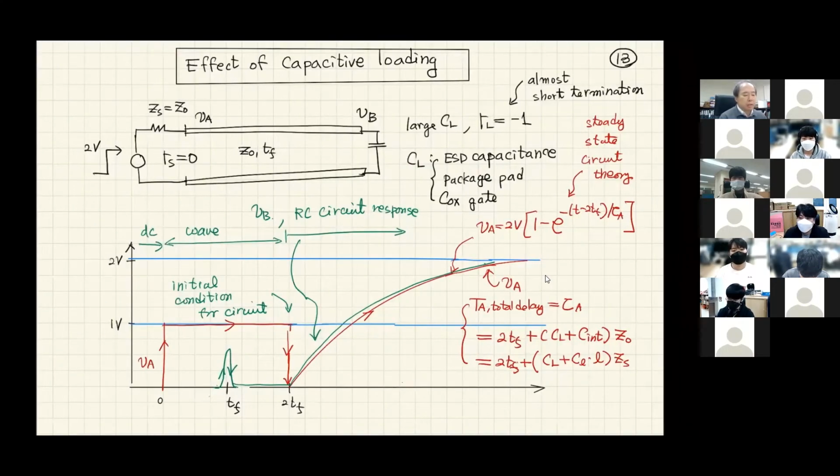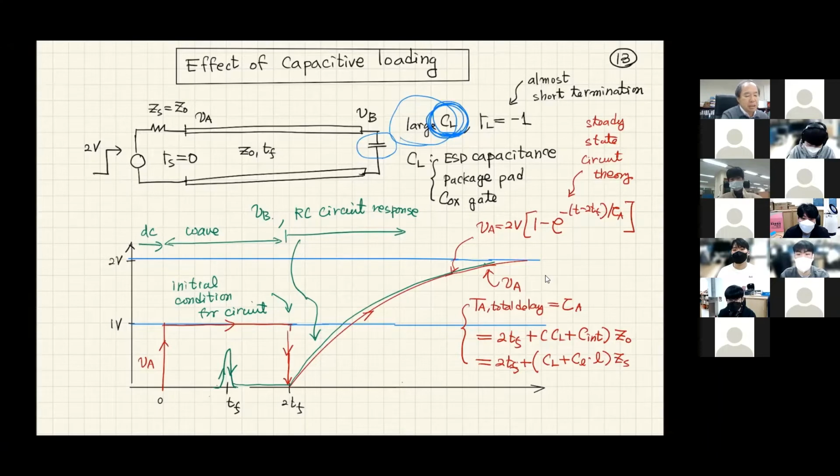Now, I'd like to continue my discussions of transmission line theory with the termination effects. Now, I would like to discuss a special case where we have large loading. In the previous case, I was assuming that the loading capacitance is extremely small. But in order to give you more understanding of this transmission line theory, I'm going to consider a case where we have very large capacitance.